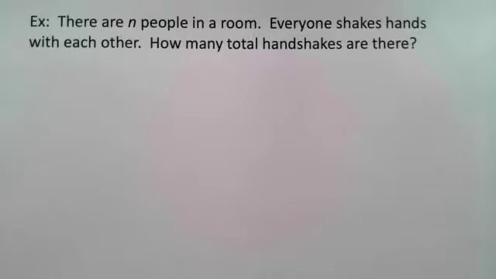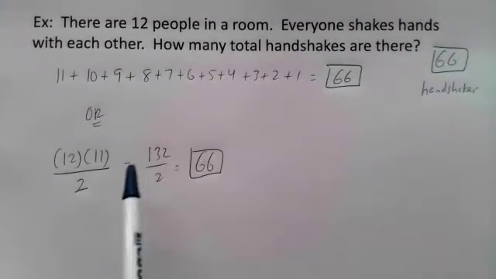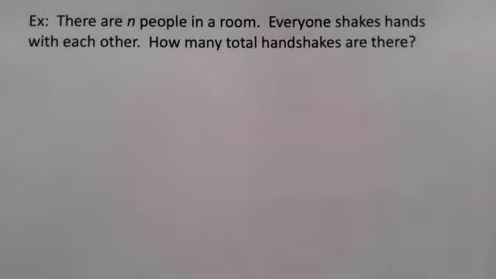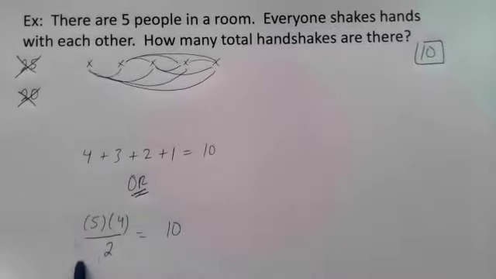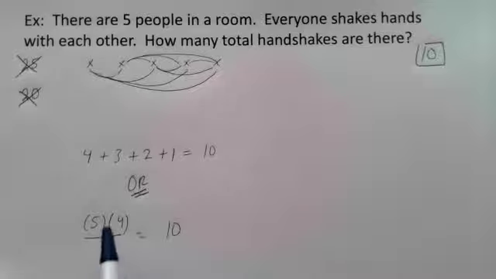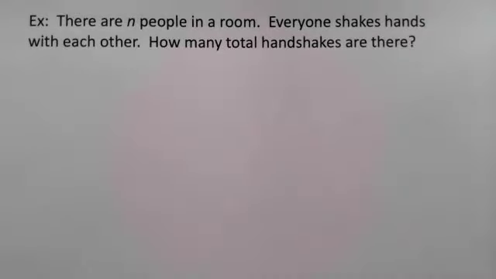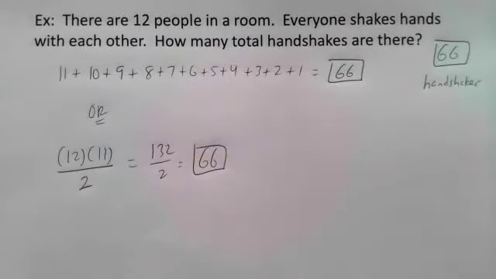Let's try to figure that out. What we're going to do here is figure it out not using the reasoning we did up top, but using the reasoning we did here, just because it's more efficient. Look at the pattern. With 5, we did 5 times 4 divided by 2. With 12, we did 12 times 11 divided by 2.